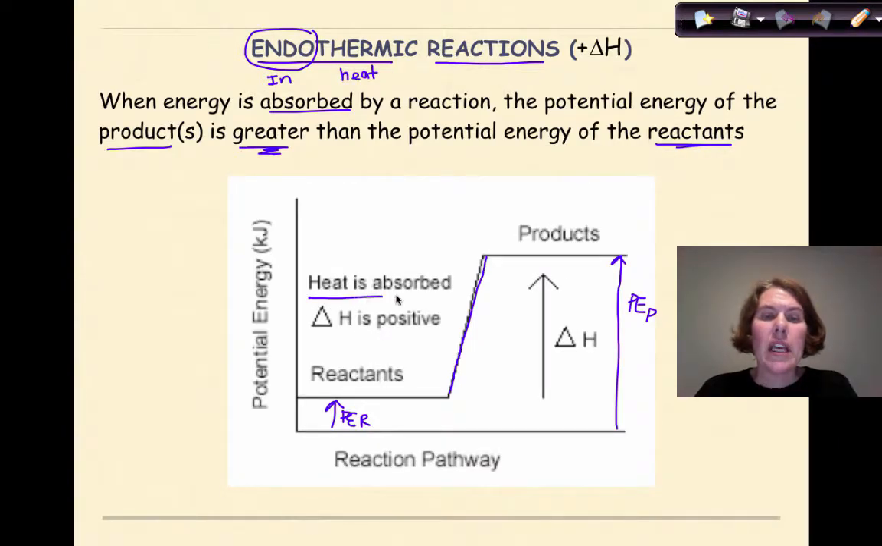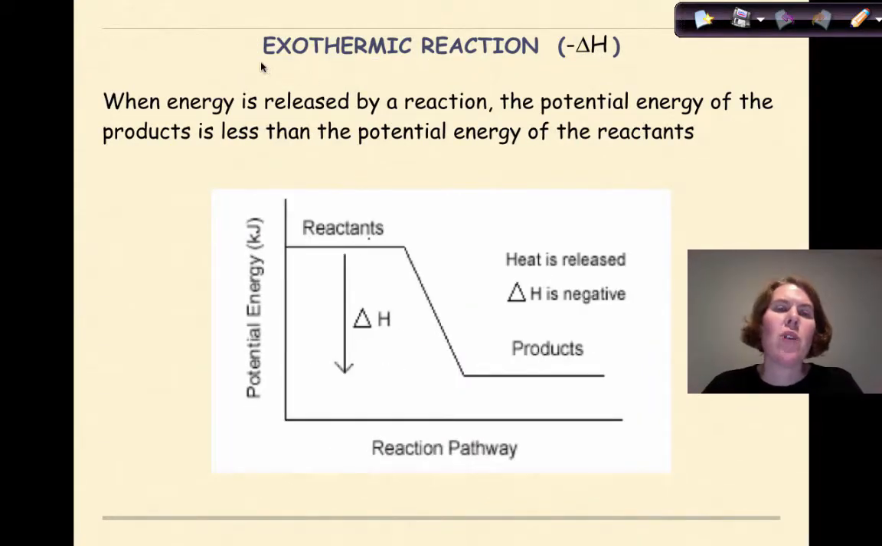Therefore, overall, heat is absorbed, and we'll find out that our delta H is positive, and we'll look at a calculation for that in a minute. Let's compare that to an exothermic reaction. Exo, you can think of exo as exit or released. Thermic, again, is heat. So this is a type of reaction where heat is released.